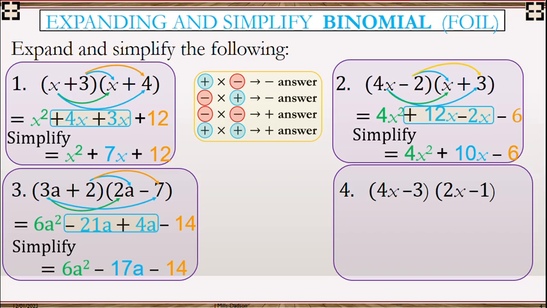So all you need to remember in this expansion is your rule of positive times negative and negative times positive. Once they're all positive, you keep on putting addition because there will be a positive term.